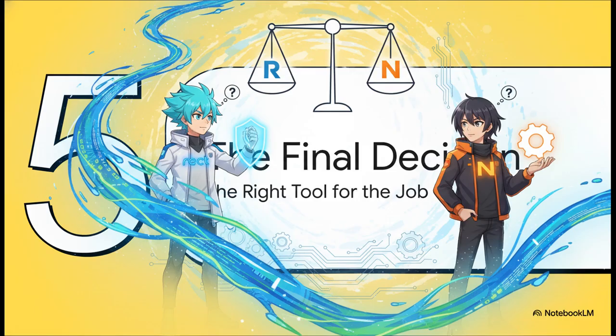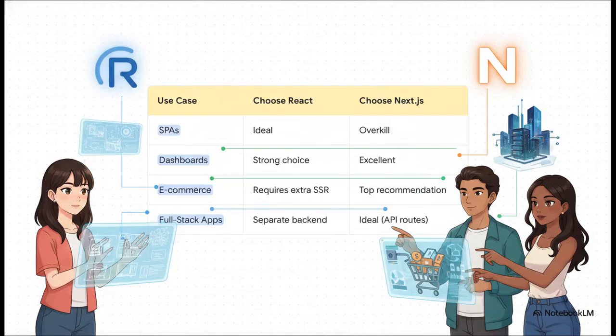So after all that, how do you actually make the final call? It's never about which one is better in a vacuum. It's always about which one is the better tool for the specific job you have to do. This matrix really helps frame that choice. Let's say you're building a super interactive, client-heavy dashboard that lives behind a login. SEO is completely irrelevant. In that case, vanilla React is a fantastic, flexible choice.